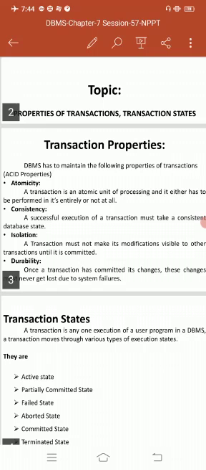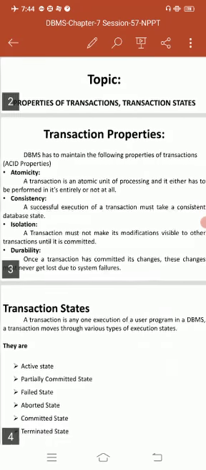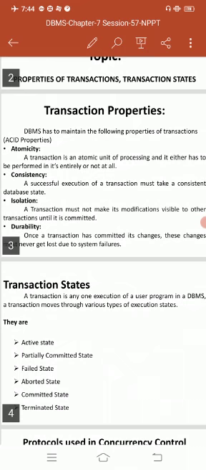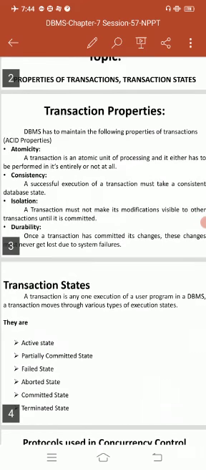Next, durability is nothing but permanency. Once a transaction is committed, its changes must never get lost due to system failures.